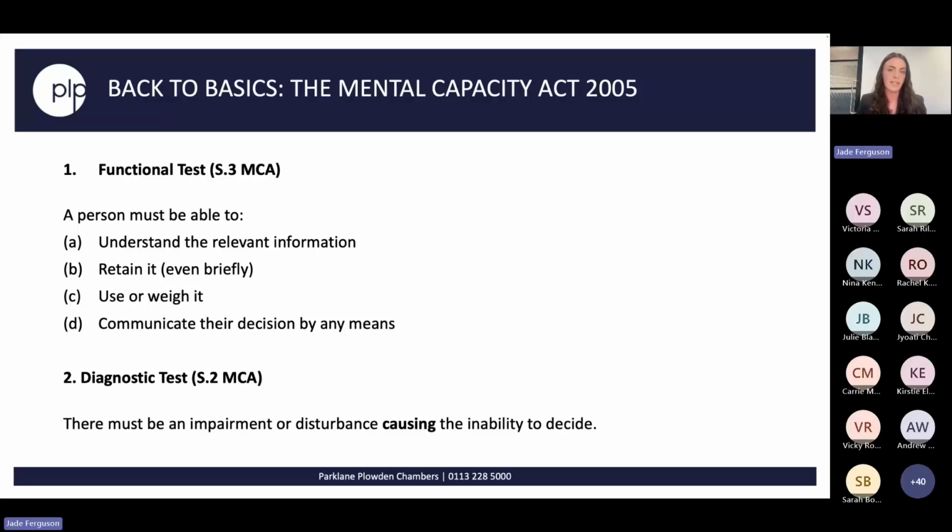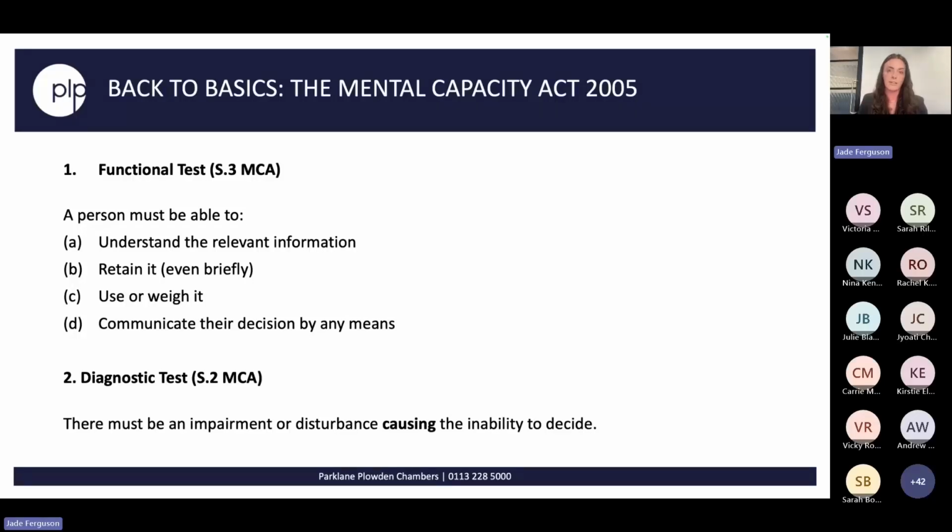And lastly, D, communicating their decision. That doesn't have to be by talking, it can be by sign language, it can be by any means of communication that your client uses. So just because somebody has difficulty communicating by speech, don't write that off as meaning that actually there's some difficulties here and those elements of the test might not be satisfied. Now, that's the functional test.